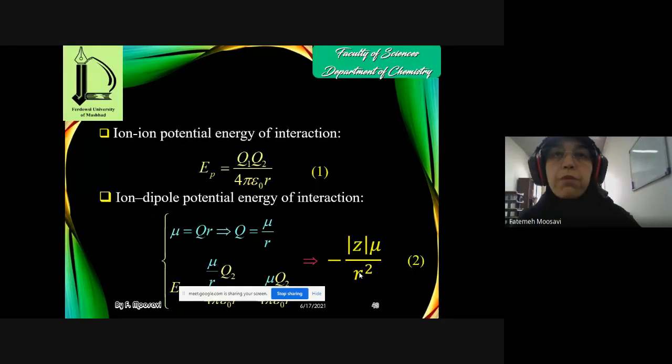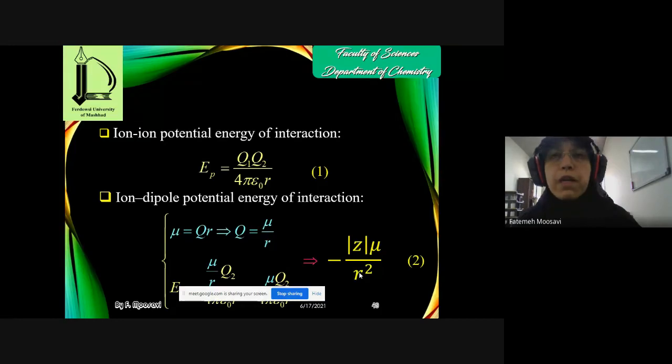In addition, dipole moment of a polar molecule arises only from partial charges. So, the interaction between the polar molecule and an ion is weaker than ion-ion potential energy. At large distances, the two partial charges are at almost the same distance from the ion, and the cancellation is nearly complete. That is why potential energy of interaction between a point charge and a dipole falls off more quickly with distance.